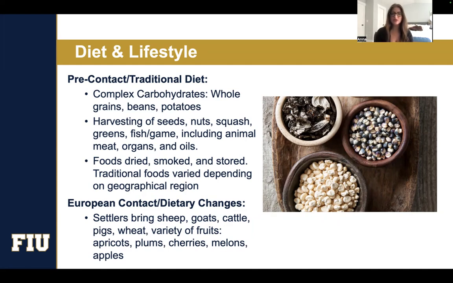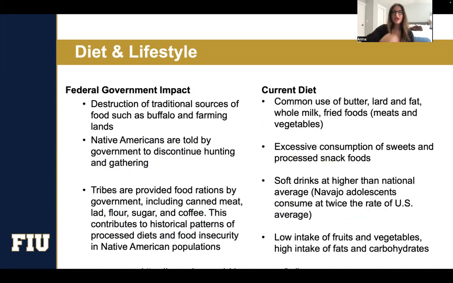Once the colonizers came to America, they brought sheep, goats, cattle, pig, wheat, and then a variety of different fruits that were introduced to the diet of Native Americans. And then once the federal government was more established, this unfortunately led to the destruction of many traditional sources of food, including intentional killing of buffalo to prevent Native Americans from having the food that they needed, destroying farming lands. And then Native Americans were told by the government to discontinue hunting and gathering.